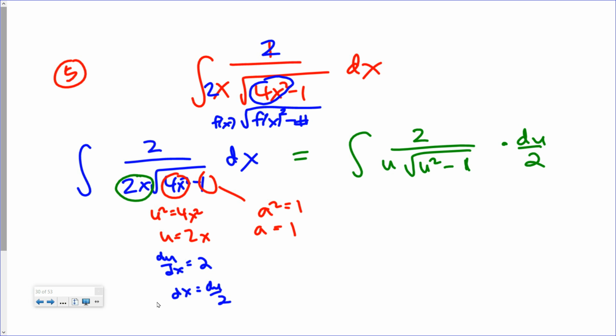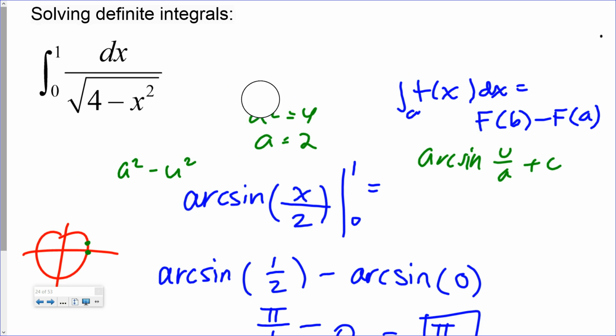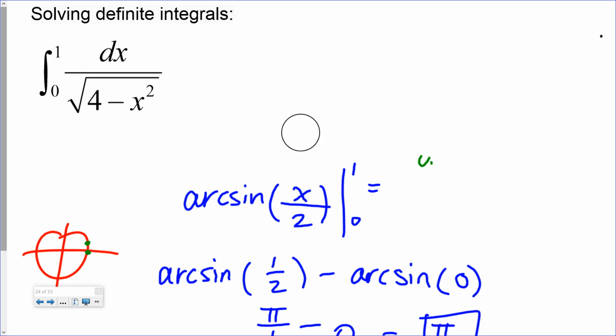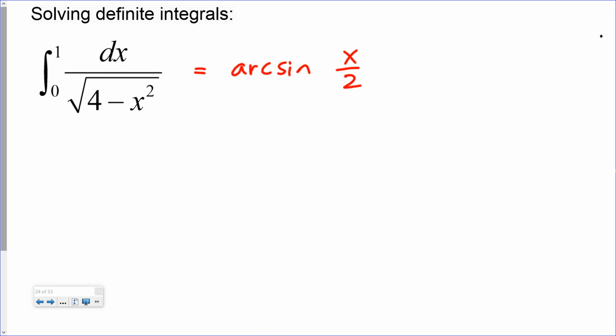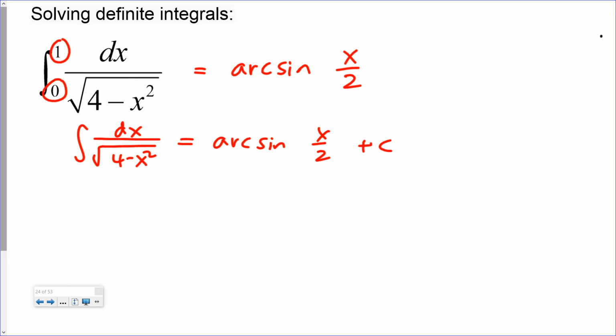I also want to do another problem with you. We had this problem on our warm-up that we've already solved. The answer was, and I'll let you just refer to your warm-up to look at this, arcsine x over 2. Okay, we've already done that. On the back of your homework, you've got definite integrals. So when I solved the integral of dx over the square root of 4 minus x squared, that was equal to arcsine x over 2 plus c.